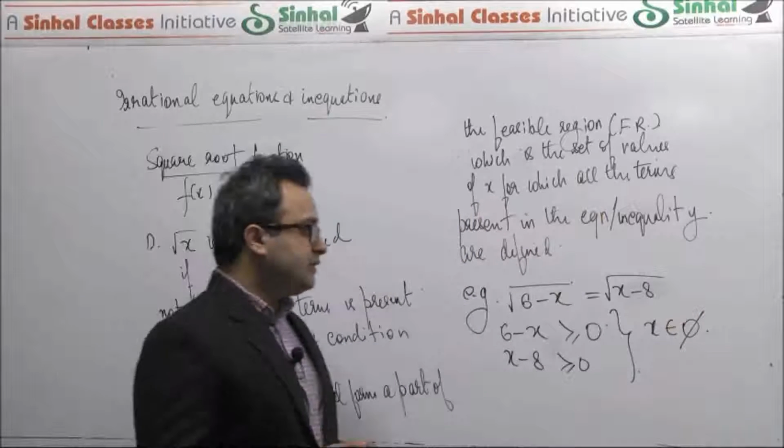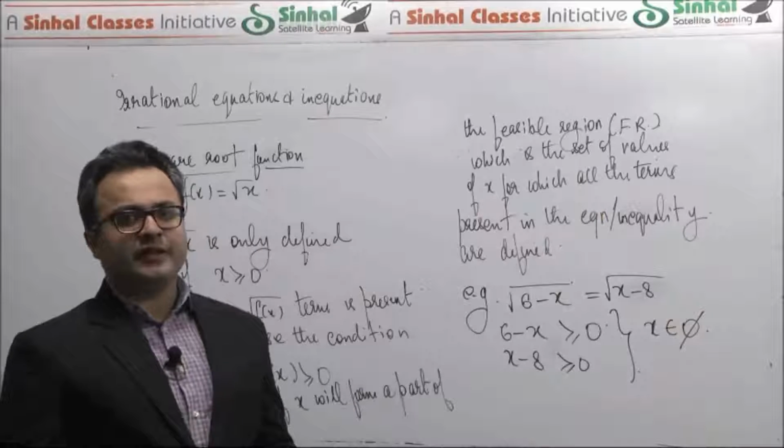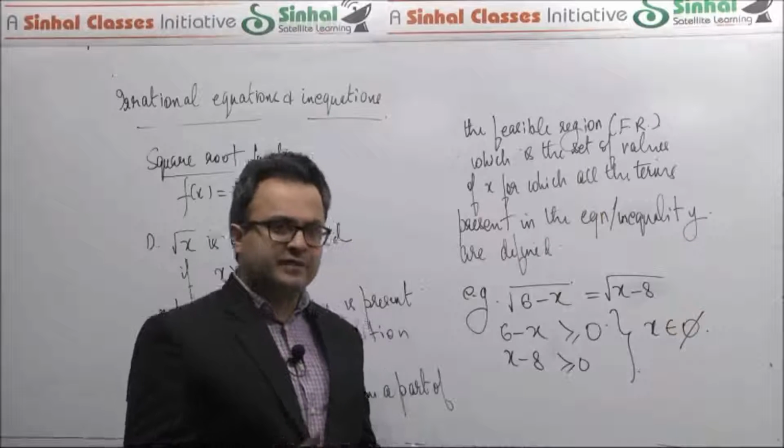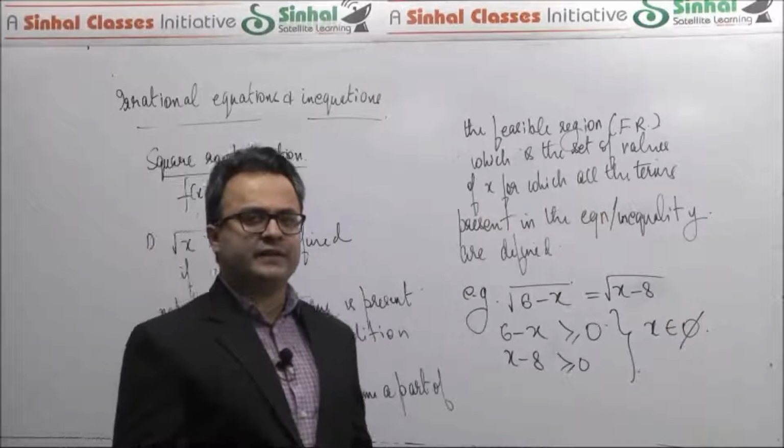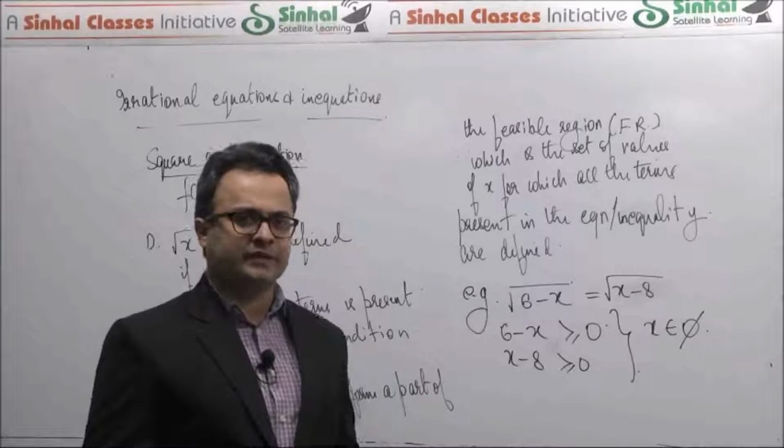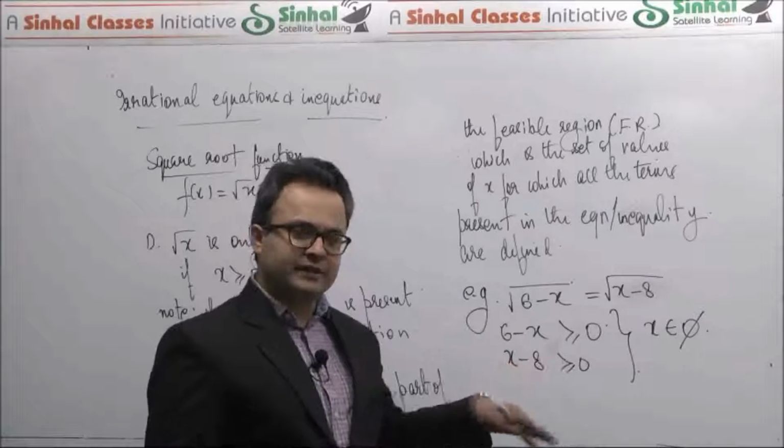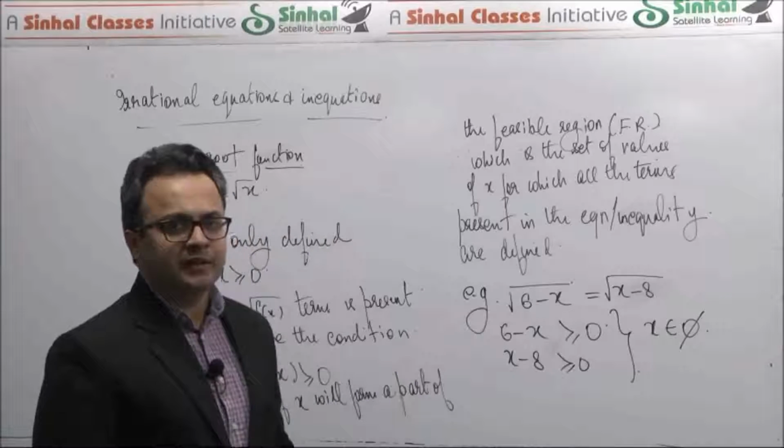So it's turning out that the feasible region itself is a null set. So there is no value of x. Since the feasible region itself does not consist of any value of x, we don't even have to go ahead and solve the equation further. So therefore the solution of the equation should also be a null set.